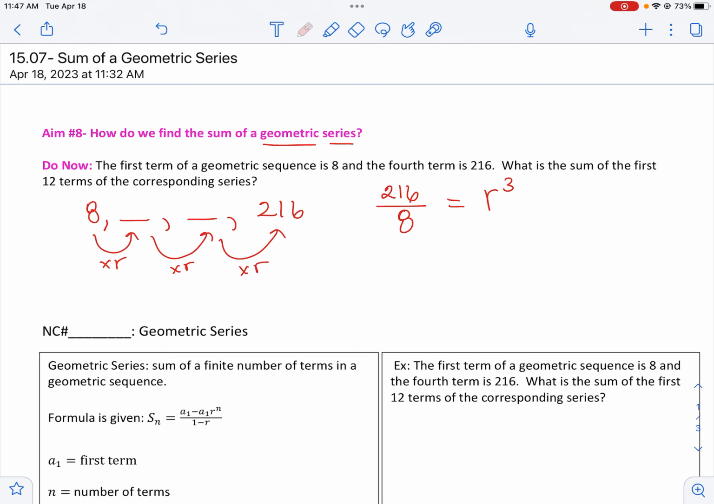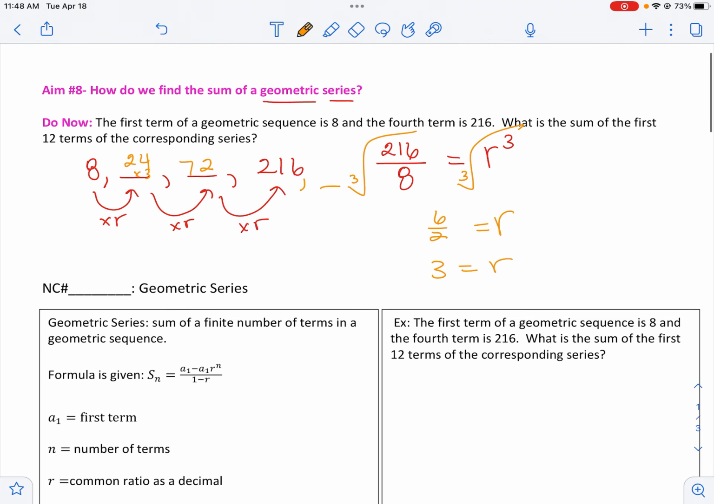So to get what r is, you would have to take the cube root of both sides, and that would give you r is 3. If you put it in the calculator, it'll just give it to you as 3. So that would help you then fill in 8 times 3 is 24. 24 times 3 is 72. And then you could keep going, list the 12 terms, and then add them together. That is not going to be the preferred method.